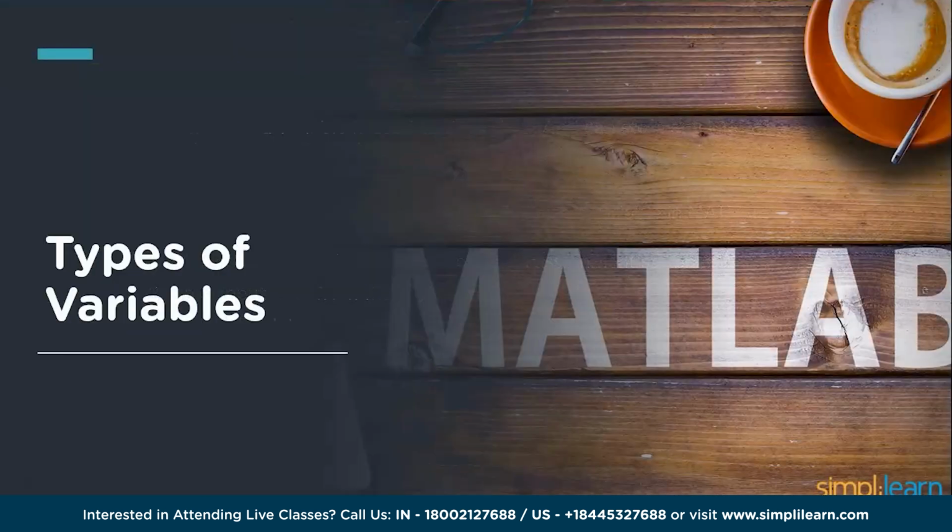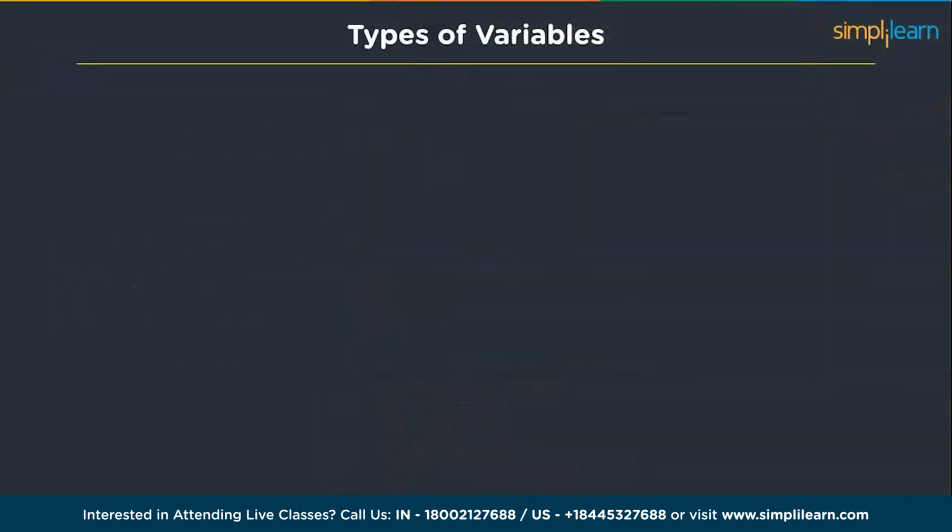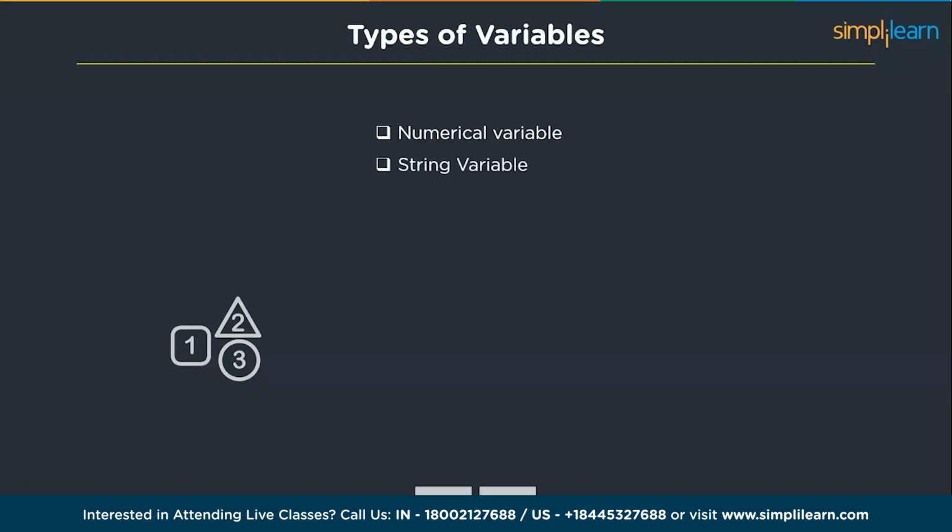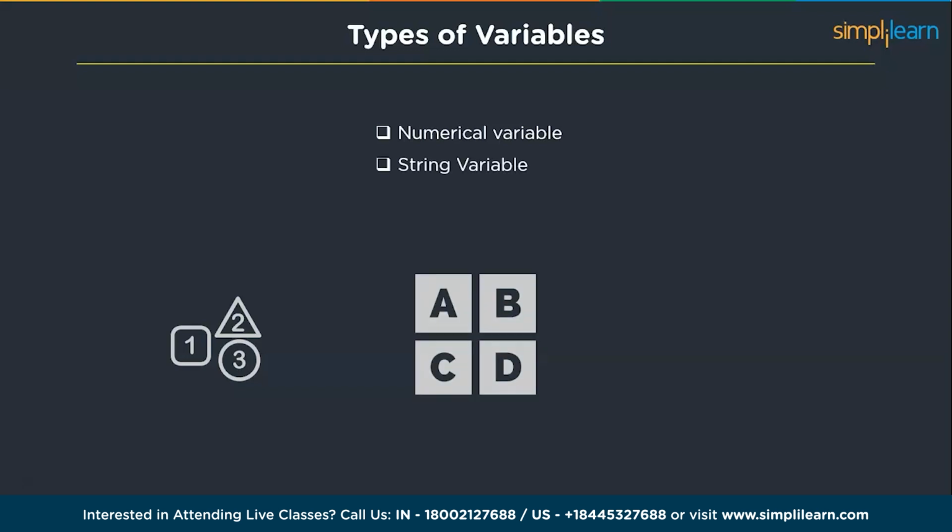We have already learned how to create variables in MATLAB. Now let's see the types of variables in MATLAB. The first one is the numerical variable. Here we can assign a numerical value to a variable. The second one is the string variable. Here we can add words or a combination of sentences and characters to a variable. The third one is the logical variable. It is a variable that has only 2 logical values, that is 0 and 1. Let's see how to implement all these in MATLAB.